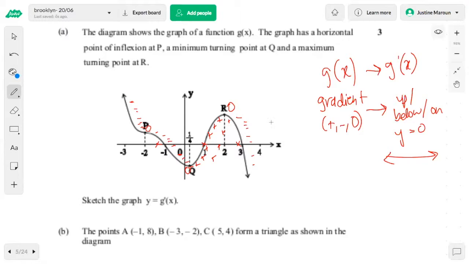So the first thing that I mark is all my 0 points. I make them the x-intercept of my function. So where I see 0, I just mark the x-axis. So 0 is there, 0 is at a quarter, and 0 is at r there. So I know those are all my x-intercepts of my derivative function. The negative means that it's below the x-axis. So it's going to look something like this.